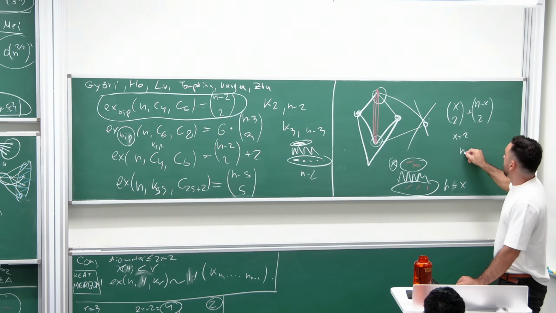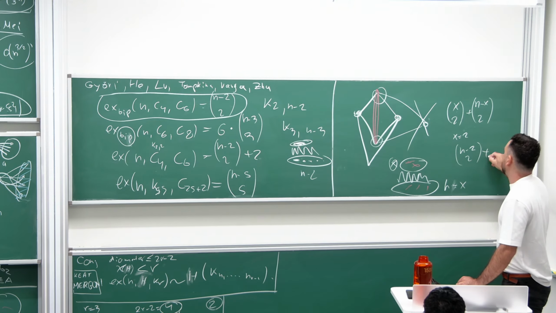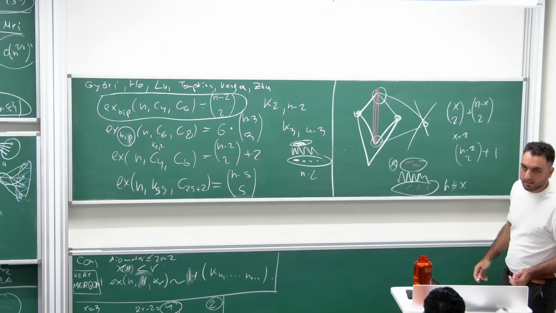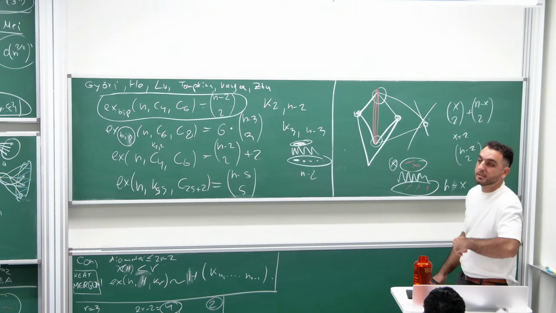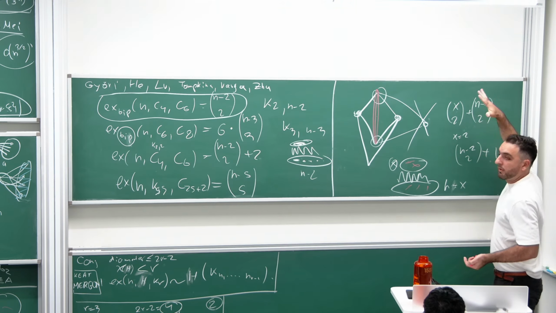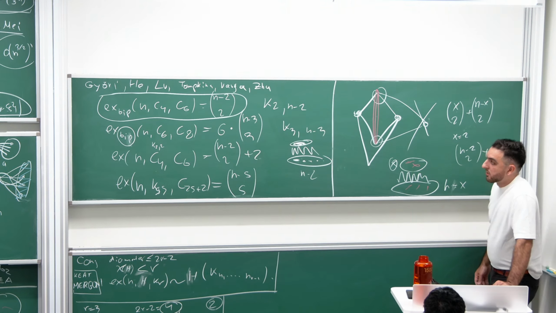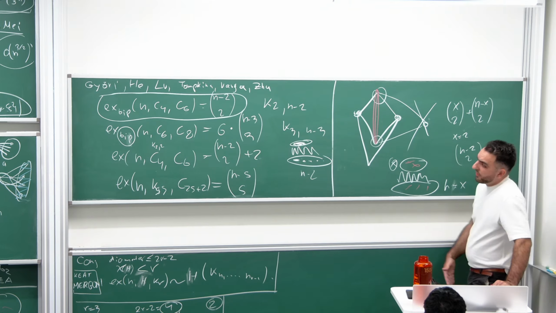And that gives you n minus 2 choose 2 plus 1. But it is clear that if x equals 2, then you don't have that plus 1, and if x is greater than 2, this number decreases. So we got these results.